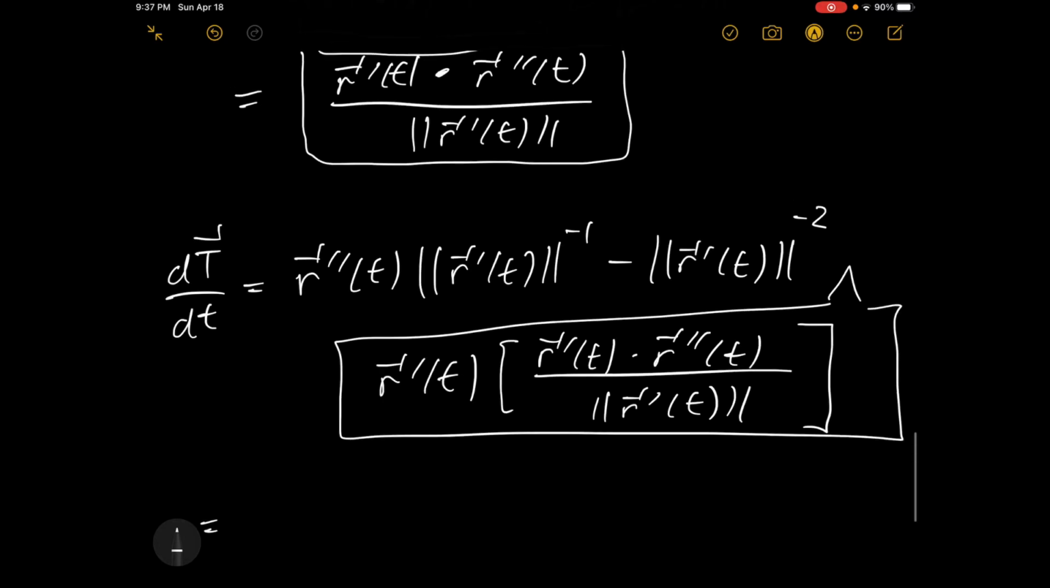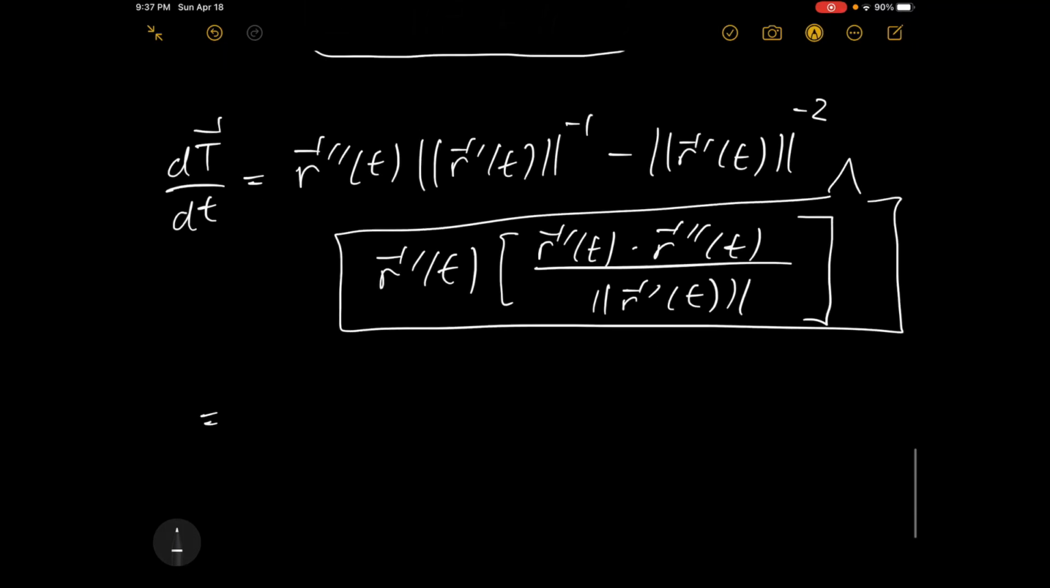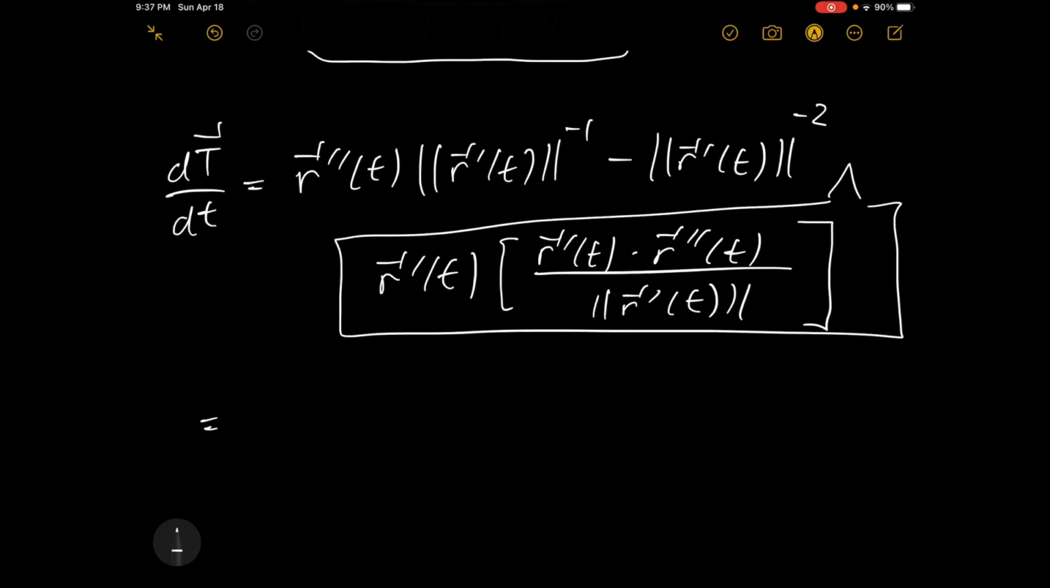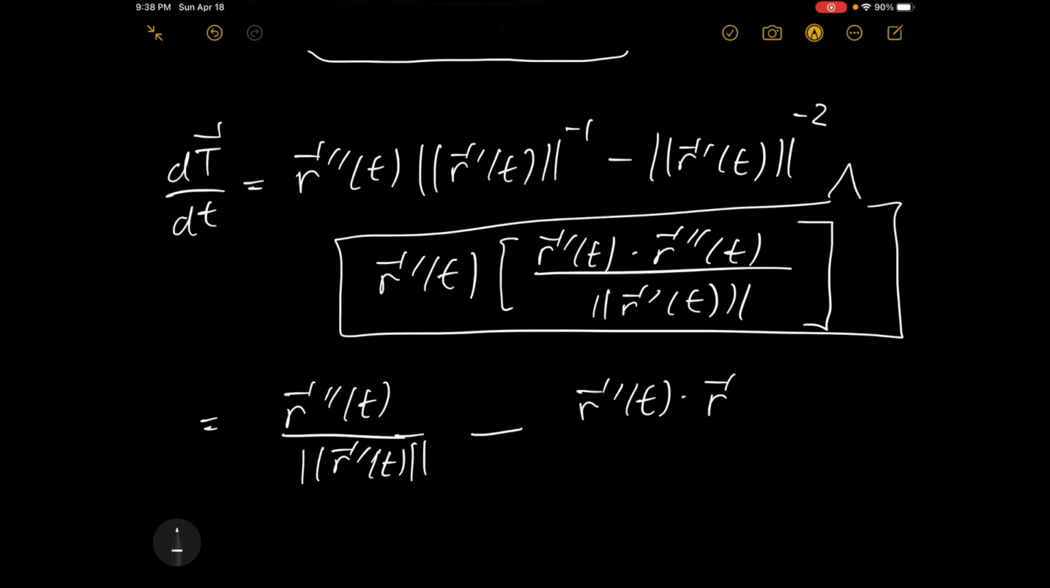So hence we can rewrite this as r double prime of t divided by the speed, and then minus r prime of t dot product of r double prime of t times r prime divided by r prime of t.